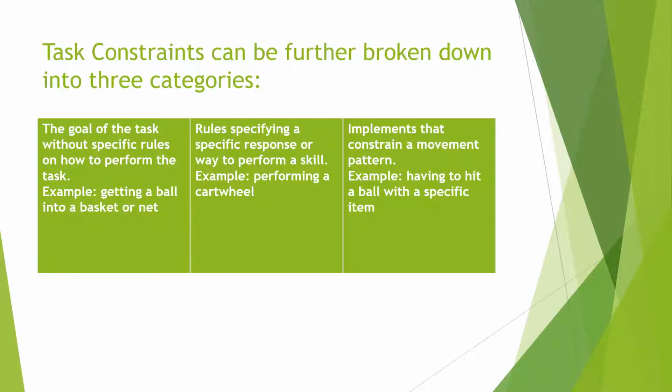Task constraints can be further broken down into 3 categories: the goal of the task without specific rules on how to perform the task. For example, getting a ball into a basket or net, however you can get it there. Rules specifying a specific response or way to perform a skill, for example, a cartwheel. Implements that constrain a movement pattern, for example, having to hit a ball with a specific item.